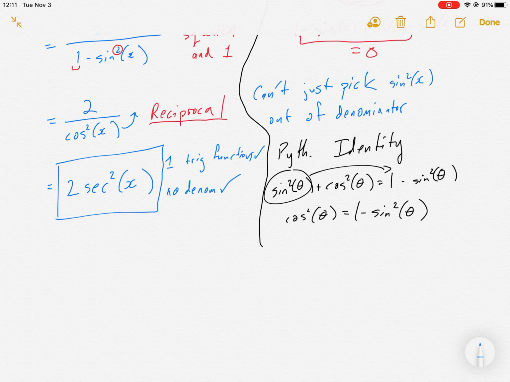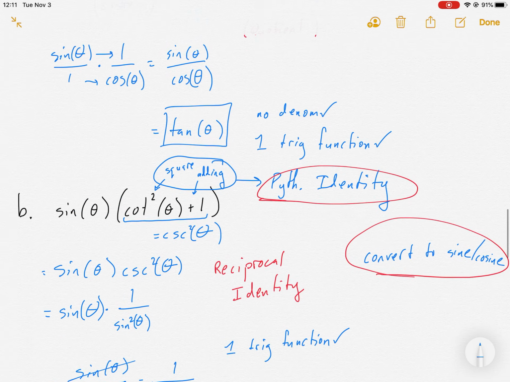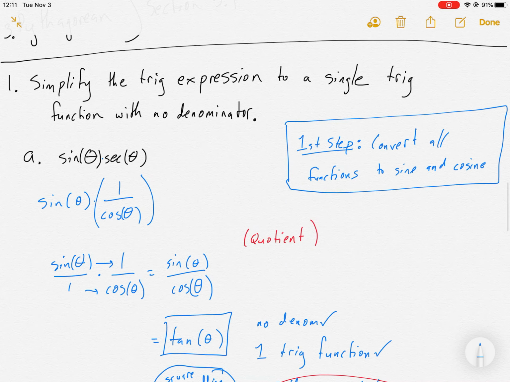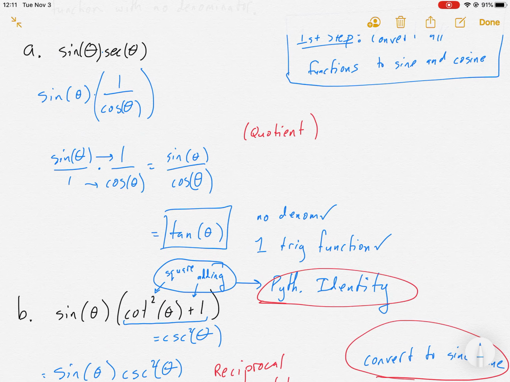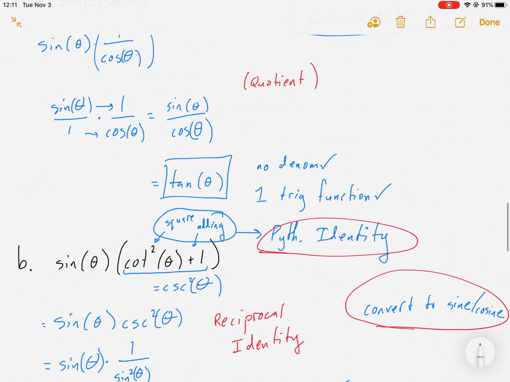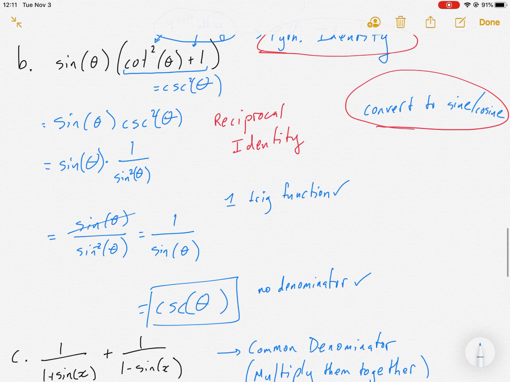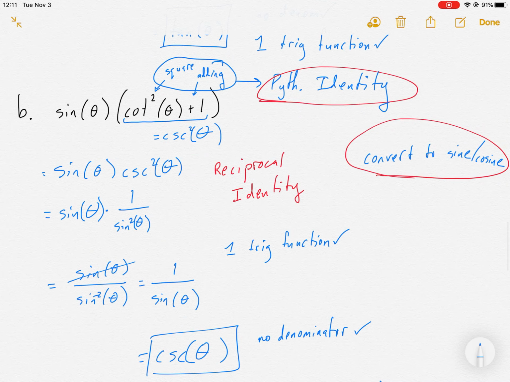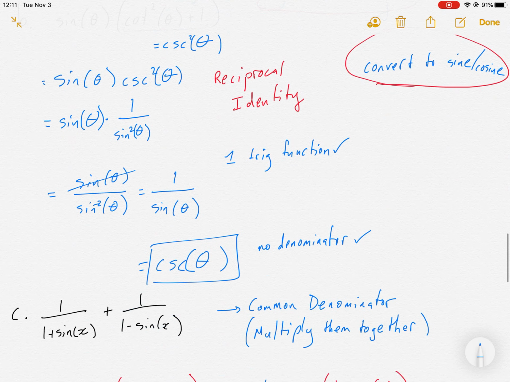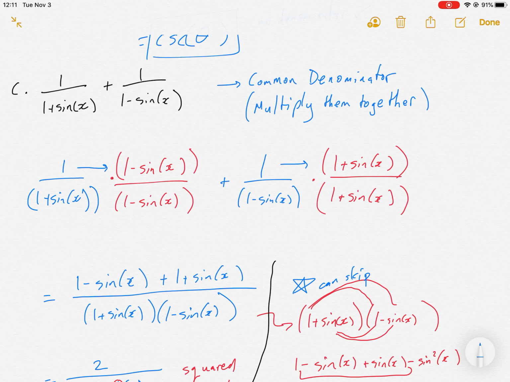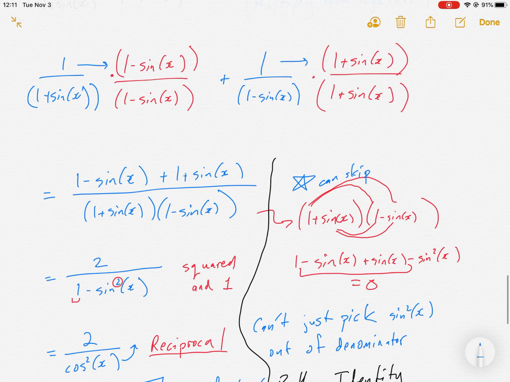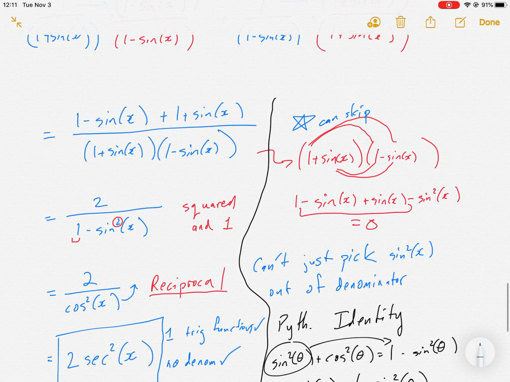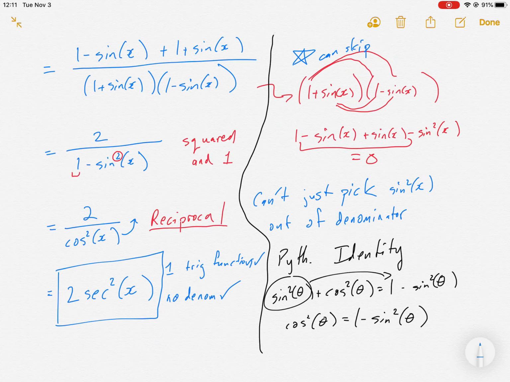Okay, so let's recap. We did 3 examples of increasing complexity. We simplified the trig expression to a single trig function with no denominator. The first one was basically a one-step reciprocal rule and then a quotient. I guess that's 2 steps. The second one took a little bit more work because we had to use the Pythagorean identity, followed by the reciprocal a couple times. And then the third one, what made this one so complicated was that we were adding. So we had to first use a common denominator to add them together. And then we used the Pythagorean identity followed by this reciprocal.